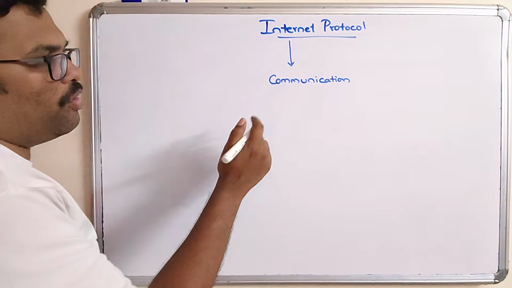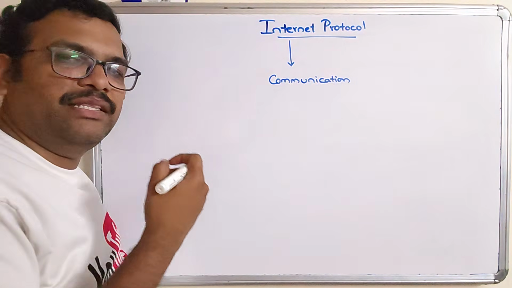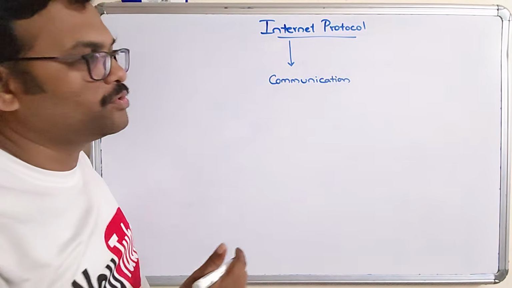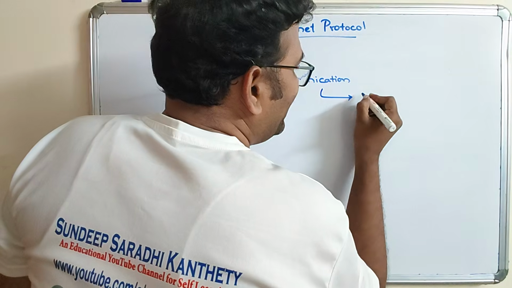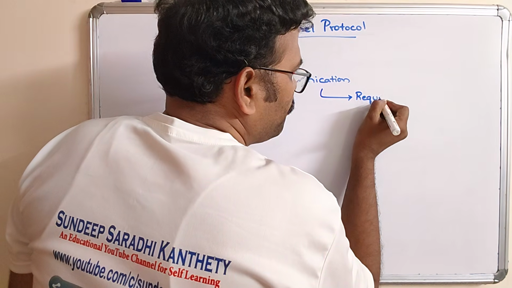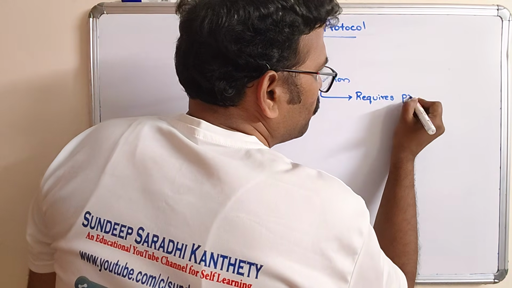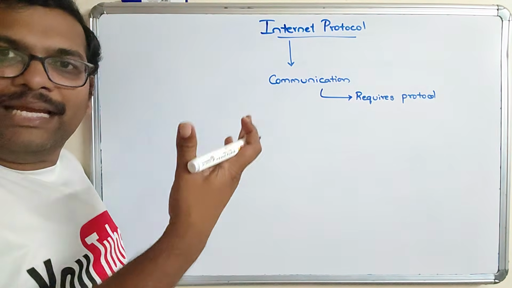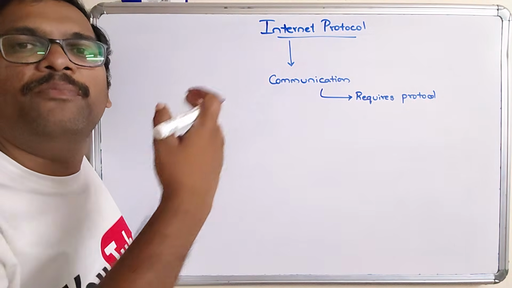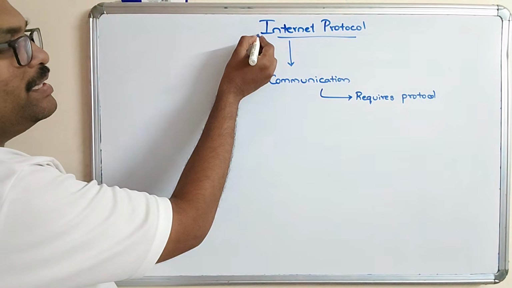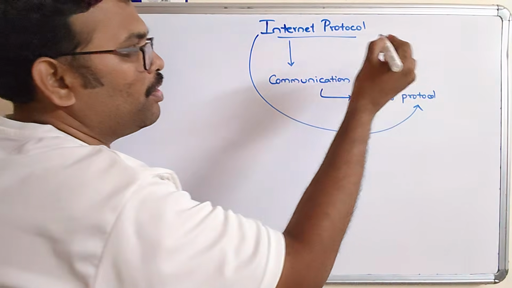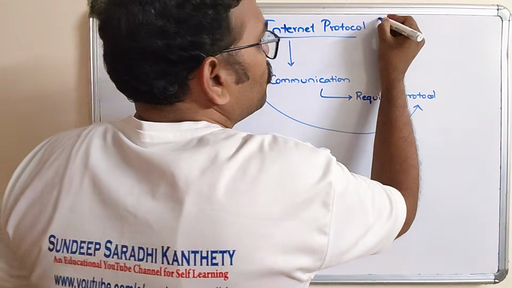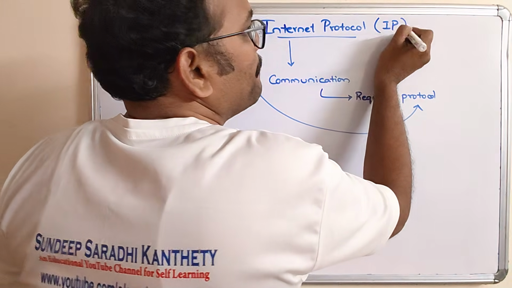So if we call this communication, that means there should be some protocol in order to do this communication. So this communication requires a protocol. In the internet, if one system wants to communicate with another, then this particular protocol is required, that is the internet protocol, which we also call IP.